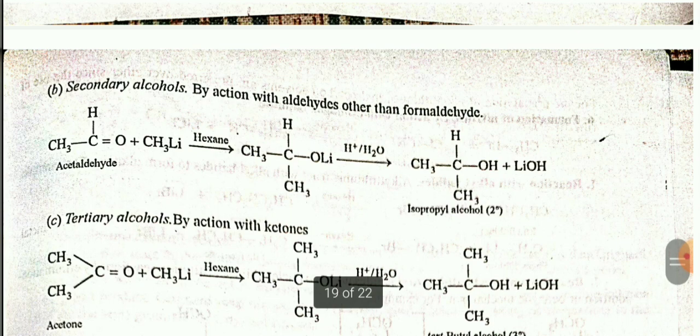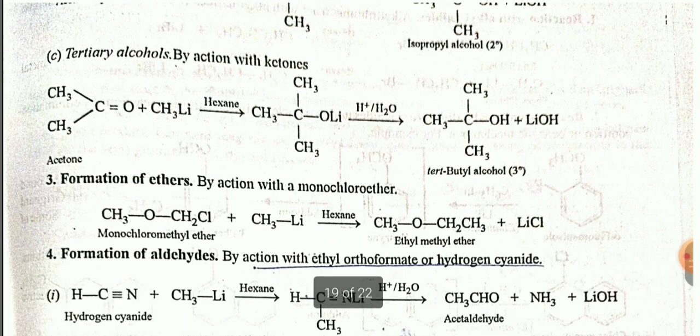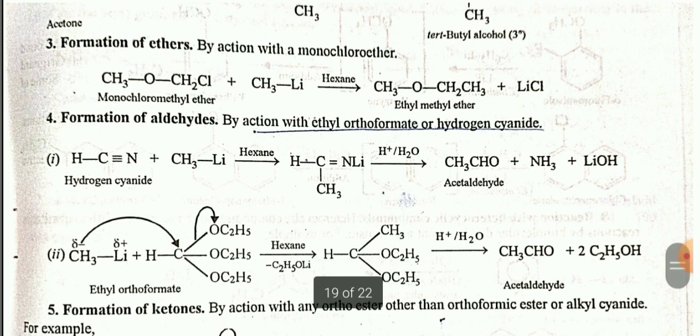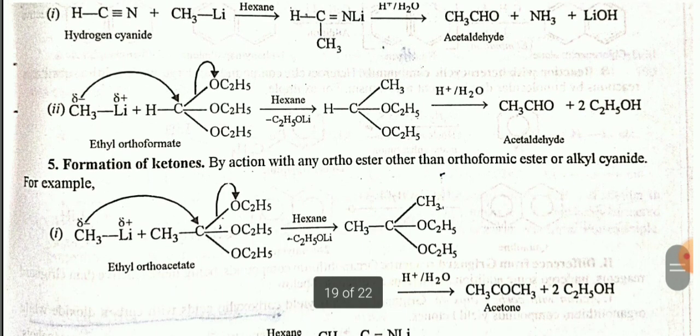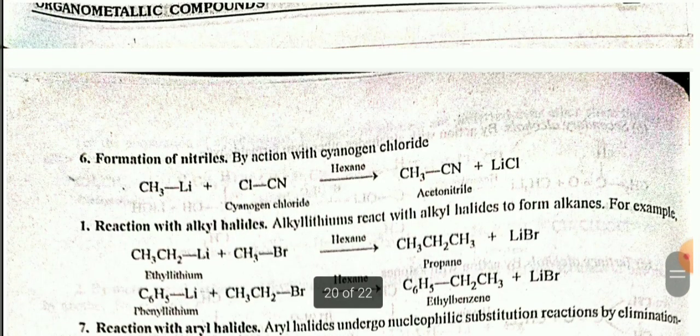B. Secondary alcohols by action with aldehydes other than formaldehyde. C. Tertiary alcohols by action with ketones. Third, formation of ethers by action with monochloroether. Fourth, formation of aldehydes by action with ethyl orthoformate or hydrogen cyanide. Fifth, formation of ketones by action with any orthoester other than orthoformic ester, or alkyl cyanide. Sixth, formation of nitriles by action with cyanogen chloride.